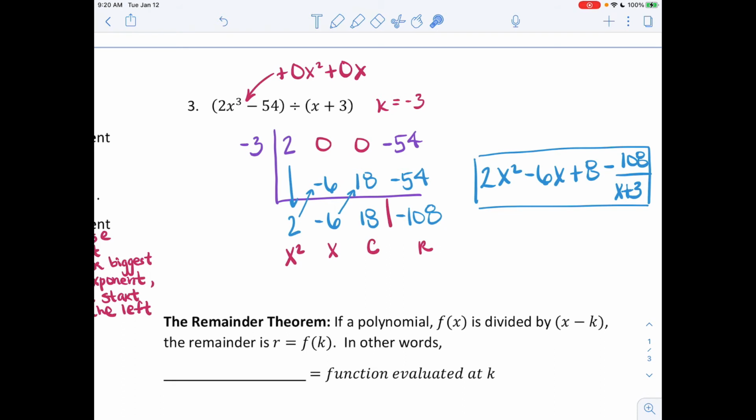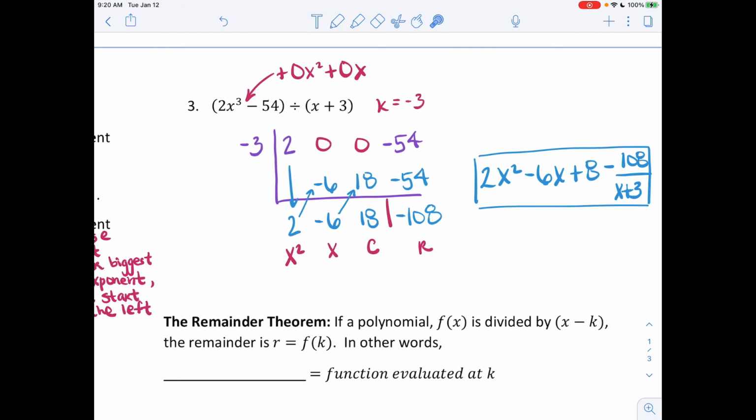Finally, we will multiply again. 18 times -3 is a -54. -54s add to be a -108, and that is our remainder. Remember, as we build our quotient and remainder, the first term that we've sectioned off here is the remainder. Constant, x, x squared is where we end this time.